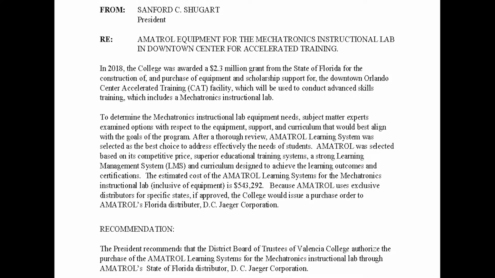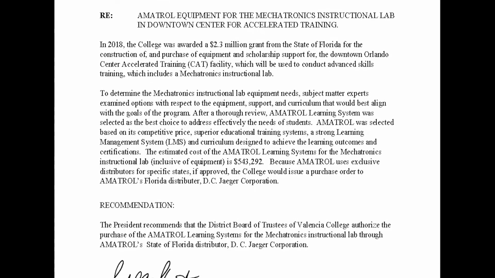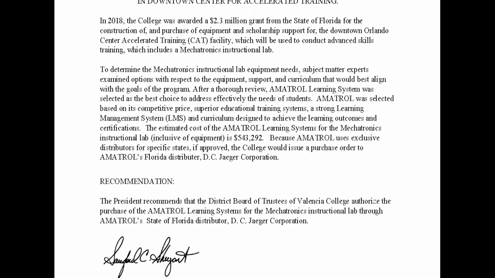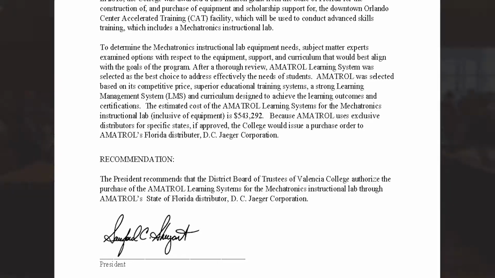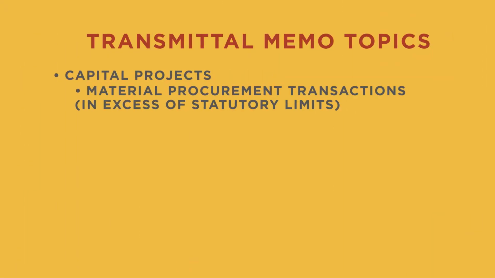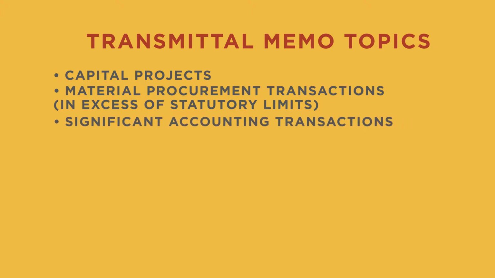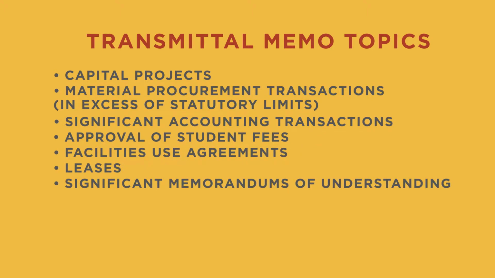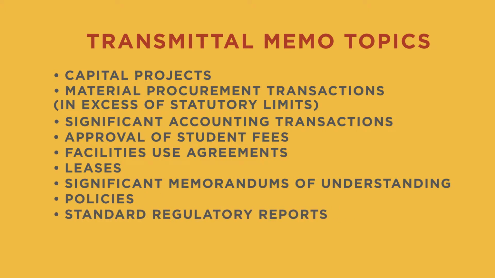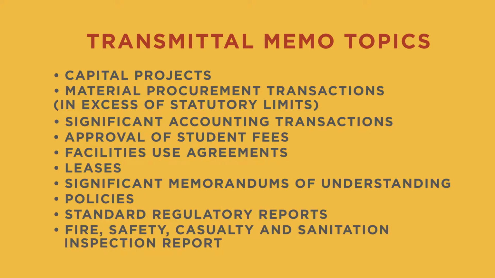Within the body of the memo, you'll find a summary of the issue, which, depending on the subject, may be accompanied with more information supporting the request. Types of subjects that are covered include capital project approvals, material procurement transactions in excess of statutory levels, significant accounting transactions, approval of student fees and budgets, facilities use agreements, leases, significant memorandums of understanding, policies, and standard regulatory reports requiring your approval, such as our annual fire, safety, casualty, and sanitation inspection report.